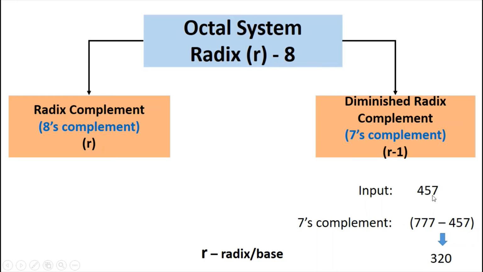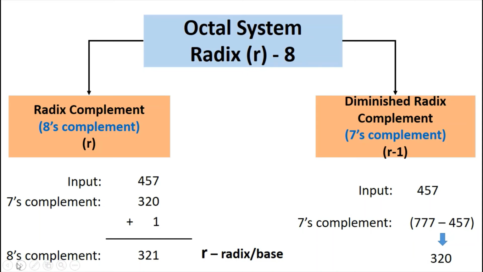Okay, now for the same input number 457, we will find the radix complement, ultimately the 8th complement. First of all, the input number is given, we find the 7th complement, which we have already calculated over here, and we simply add 1 to get the 8th complement, we can also say the radix complement. So this is 321 for input number 457. Okay, so this is the radix complement.